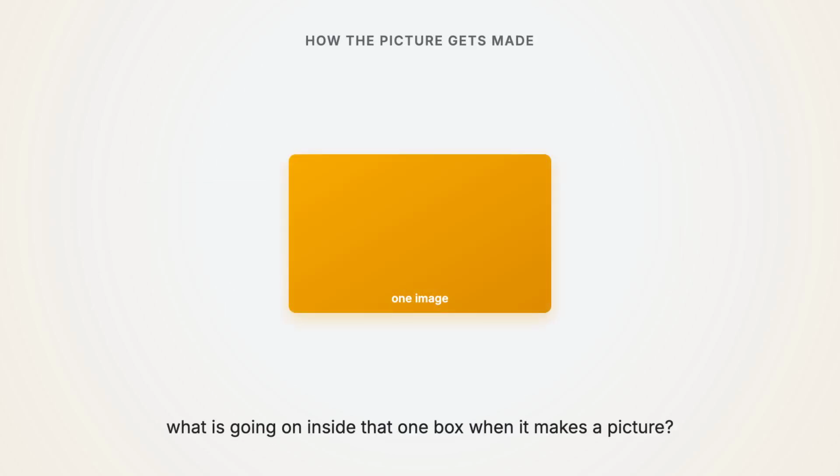But what is going on inside that one box when it makes a picture? Here is the standard vocabulary carefully. A language model makes text by predicting the next word, one piece at a time. Modern native image models broadly do something similar with pictures.